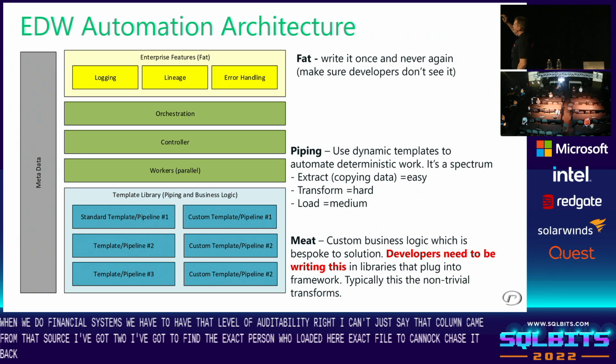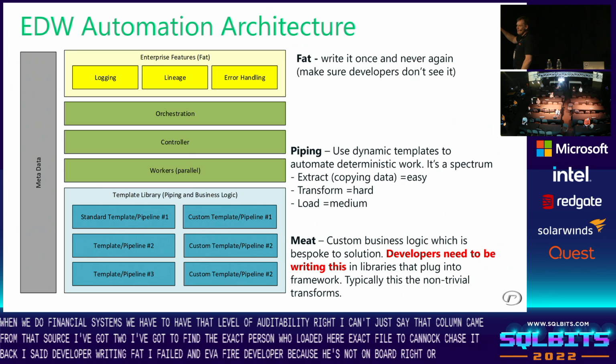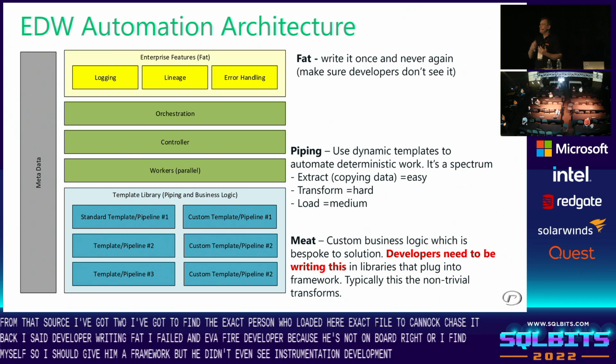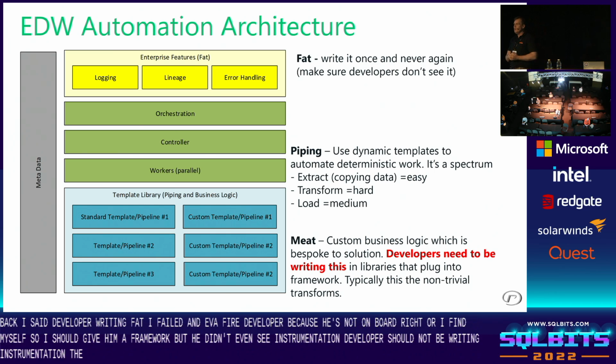If I see a developer writing FAT, I failed, and I either fire the developer because he's not on board, right, or I fire myself because I should have given him a framework where he doesn't even see instrumentation. A developer should not be writing instrumentation. The framework, the platform, does all the instrumentation, right?